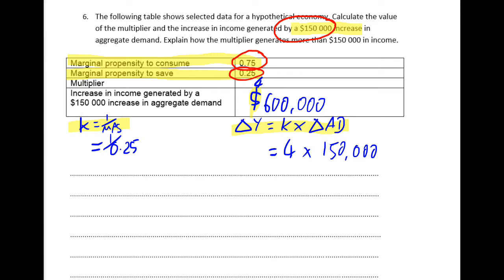Now the problem here is that if we had a decrease in aggregate demand, we could have a decrease in total income in the economy. So it works both ways. So if there's a decrease in aggregate demand, you need to put a negative sign, and you would have a drop in your total income, and you need to say that. So it's a double-edged sword, the multiplier, but that's how it works.